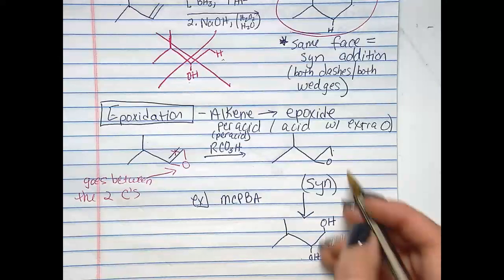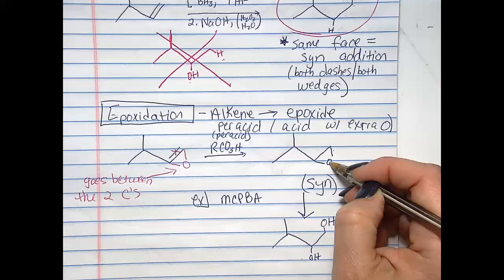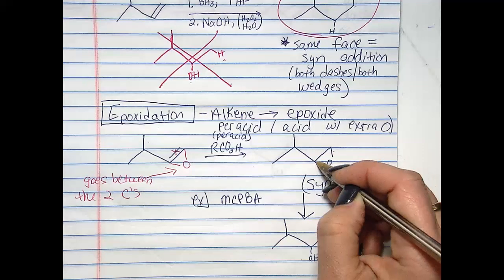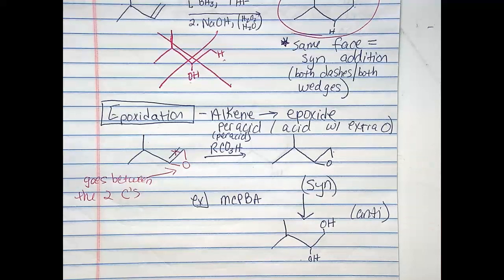So basically, this oxygen is directly bonded to this carbon, and it's directly bonded to this carbon. Those are the two carbons involved in the double bond, okay? And that's what it looks like. It must be syn addition. There can't be anything else, because the one oxygen is directly bonded to two different carbons. So there's no way it could be anti or opposite, because it's all linked together, okay?